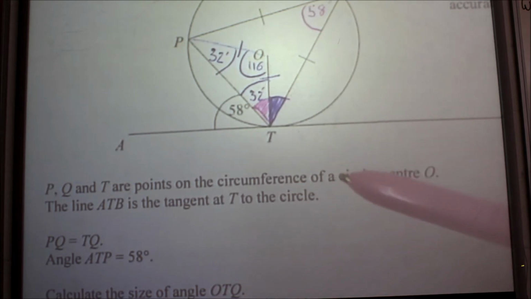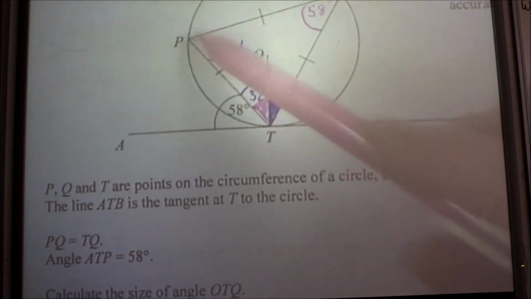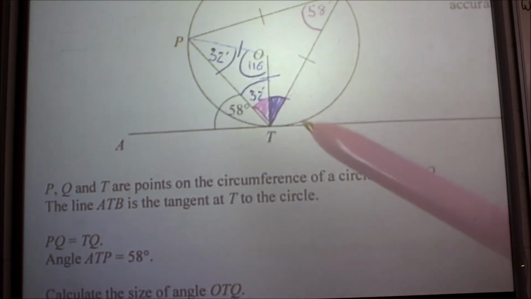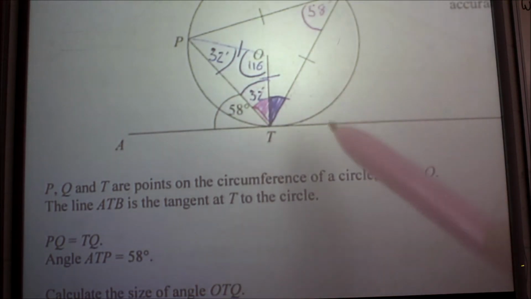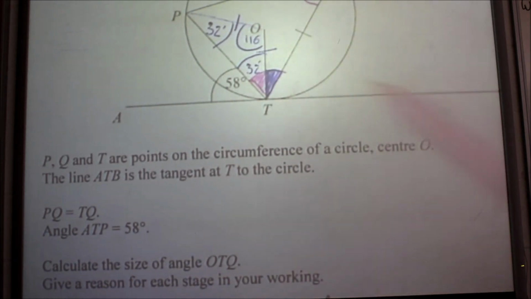As PQT is an isosceles triangle, P and T are the same. So these angles here must be the same. So what we can do is 180, take 58, divided by 2.